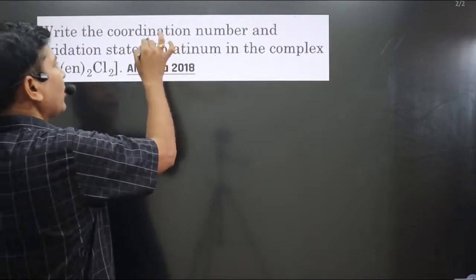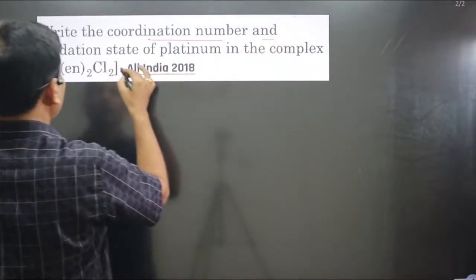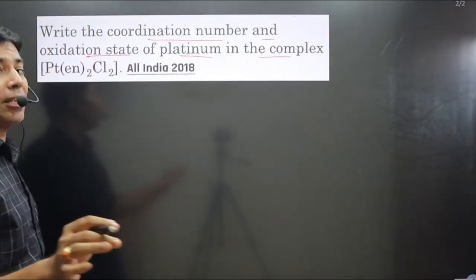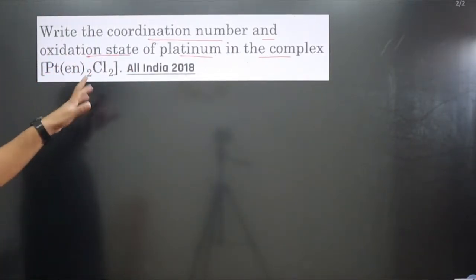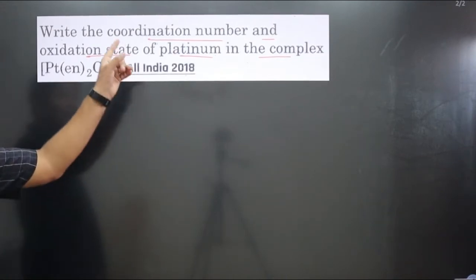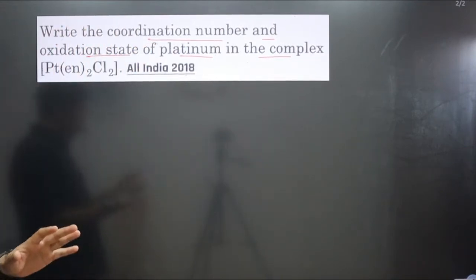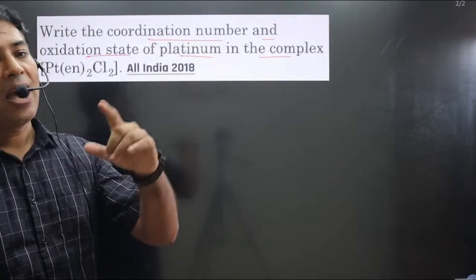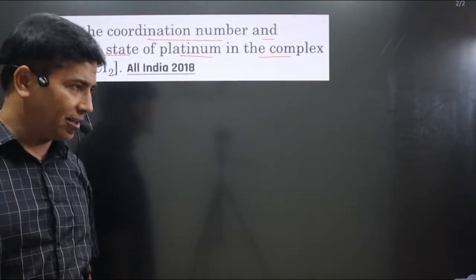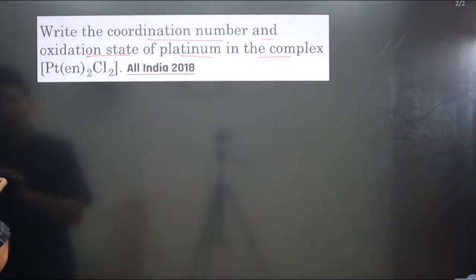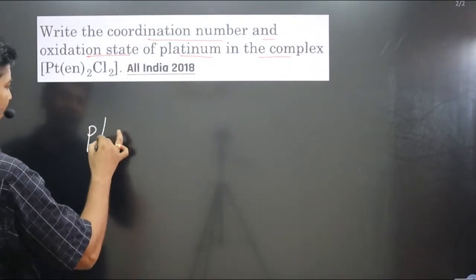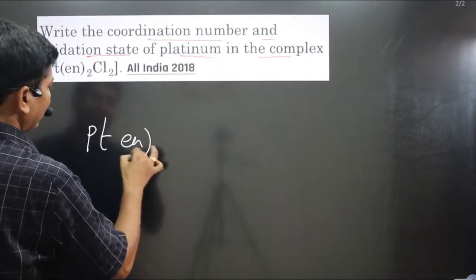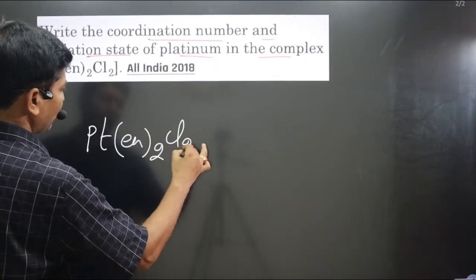The question says write the coordination number and oxidation state of platinum in the complex. Platinum is the central metal atom. This is the complex given here. First we calculate the coordination number, and always keep in mind that coordination number is the number of ligands attached to the central metal atom. Okay, so in the complex we have platinum, and this is en, ethylene diamine, and then we have Cl2.